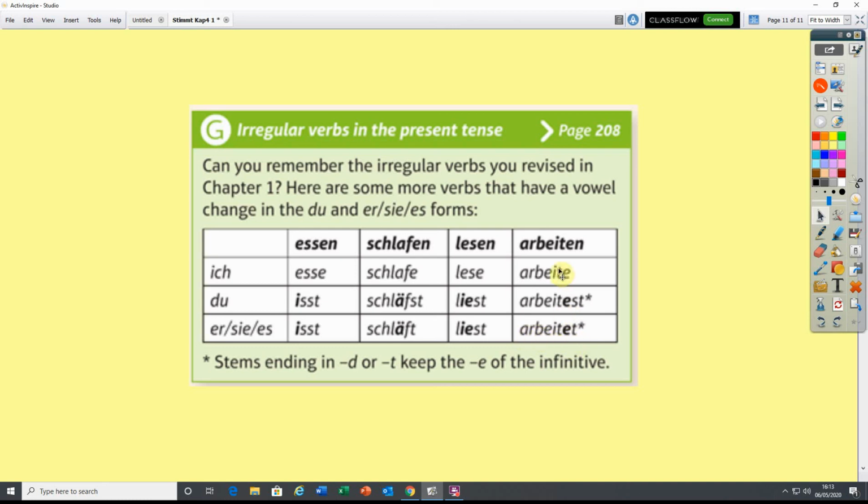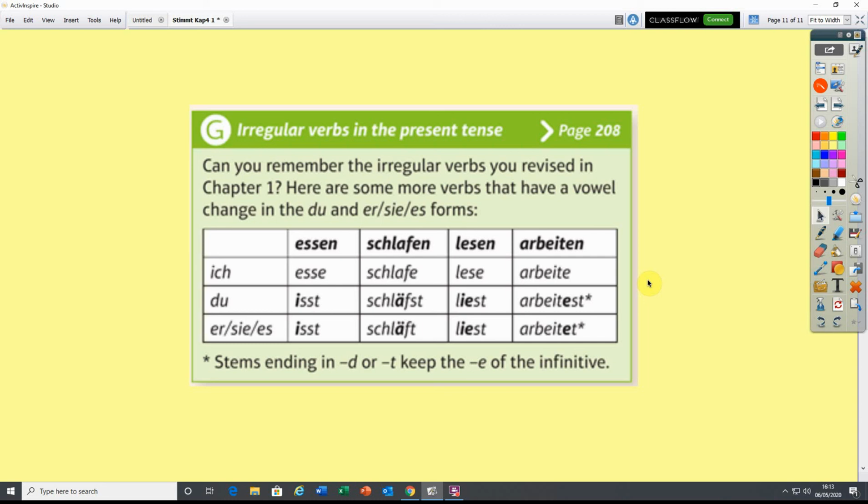So that's true for any verb where the stem, the bit that is what you get when you've got rid of the EN, ends in a T, or indeed if it ends in a D, we'll keep that E in place. Okay, so that's all the instruction you should need for today's lesson. The tasks will be there for you on Firefly for you to work on.